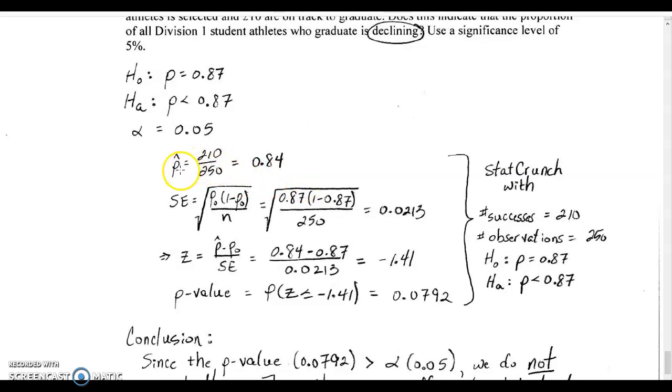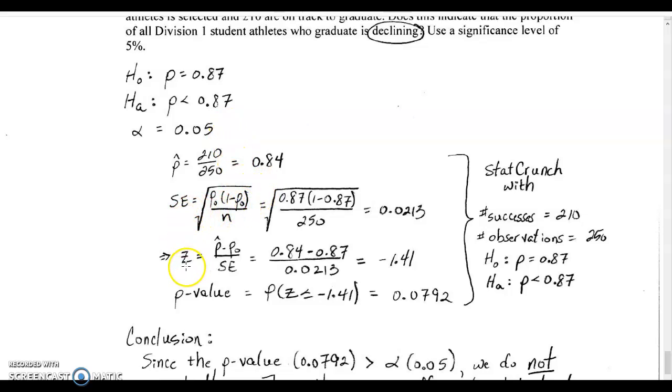Of course, that's how you get P hat. P hat is 210 over 250, which is 0.84. So our sample has 84% that are graduating. Now the question is, is that enough? Is that enough to say that we think the overall graduation rate for all Division I student athletes is declining? My hunch is not, but let's go through it.